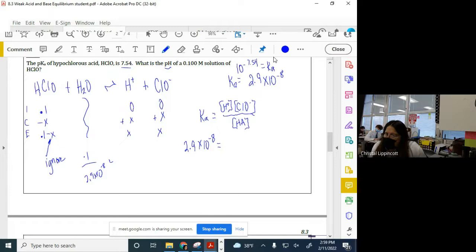So we've got that equal to x times x, which is x squared, over 0.1. I'm going to multiply by 0.1, which will be 2.9 times 10 to the negative 9. I'm going to take the square root of that, and that's going to give me x. So x then will equal 5.4 times 10 to the negative 5.